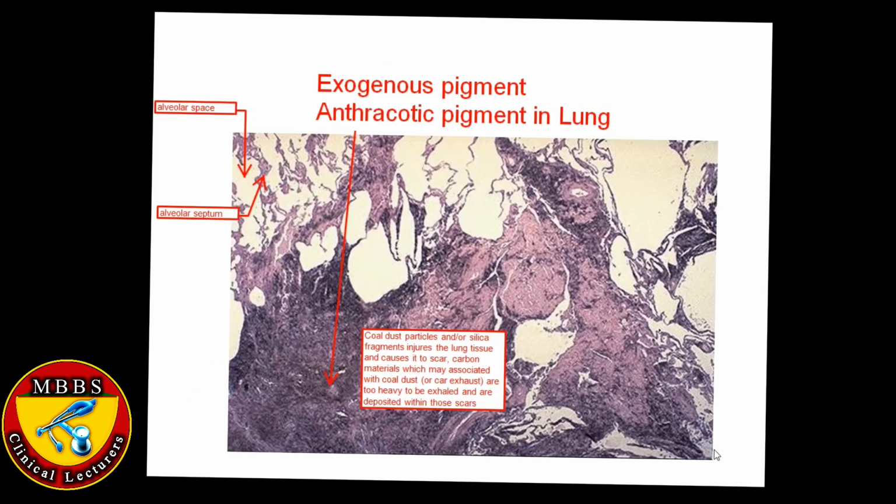Again, a slide of exogenous anthracotic pigment in the lung, in the alveolar space and the alveolar septum. Coal dust particles and silica fragments injure the lung tissue and cause it to scar. Carbon material, which may be associated with coal dust or car exhaust, is too heavy to be exhaled and is deposited within those scars.